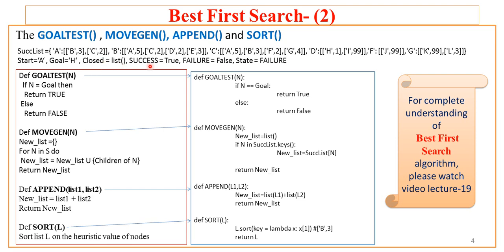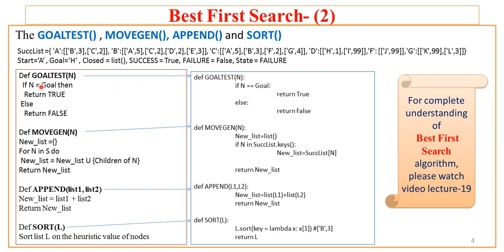Now success is the indicator which is assigned a boolean value true. Failure is the indicator which is assigned a boolean value false. And state is the variable which basically checks whether the goal is found or not. If the goal is found, then the state will be success. Otherwise, initially that state value is failure. So with this global data structure, our algorithm best first search works.